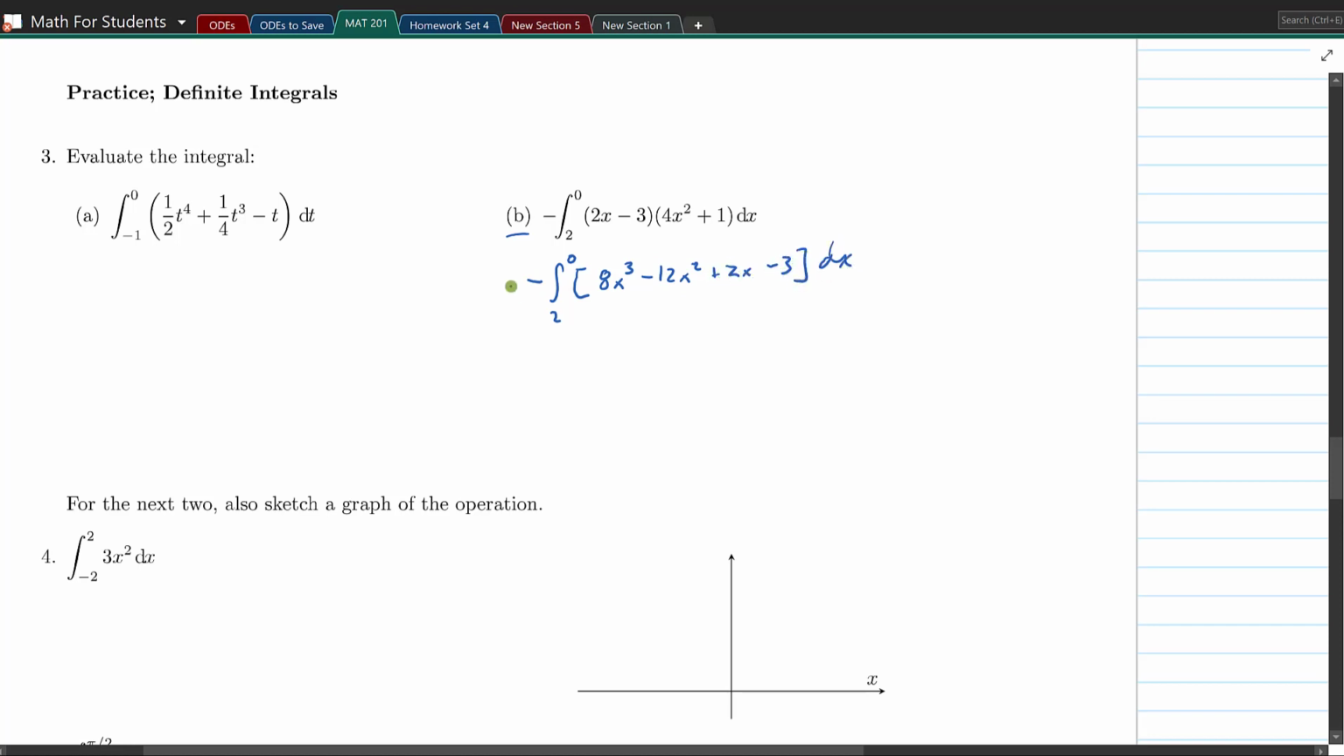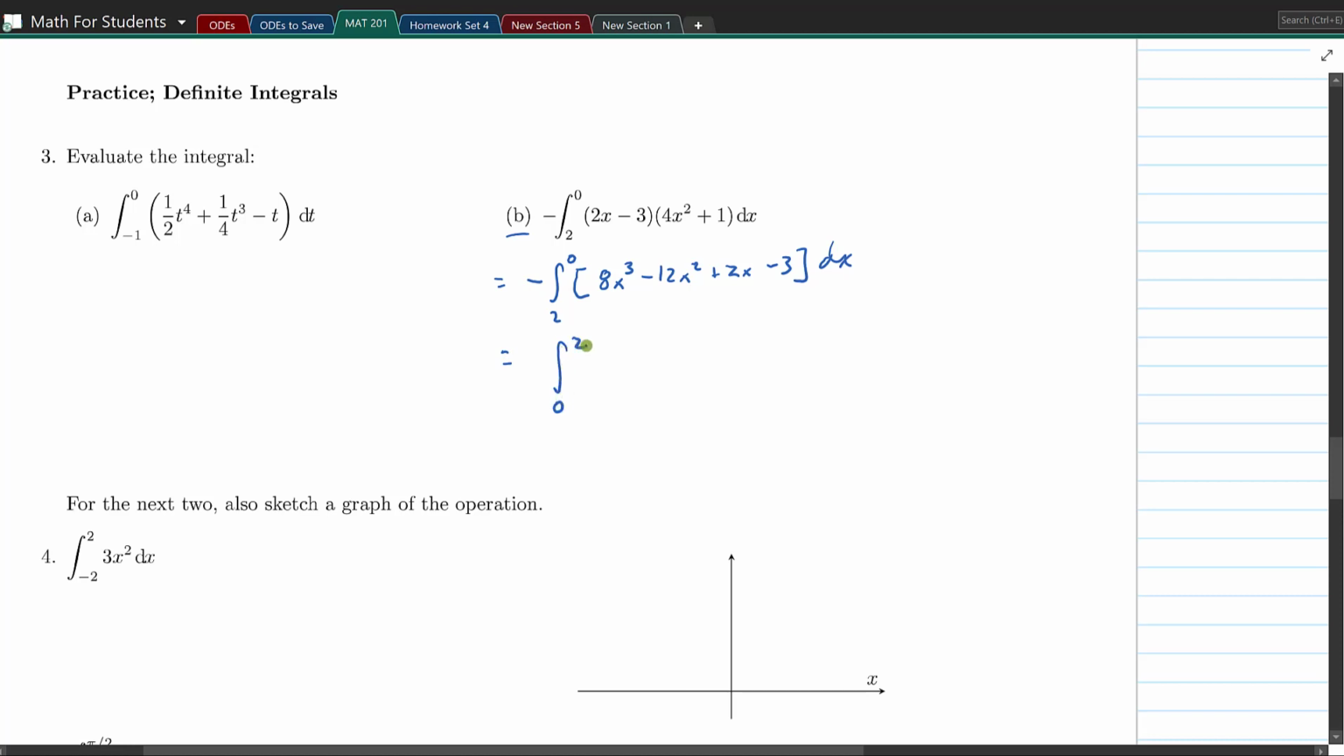So if I wanted to, I could go ahead and evaluate this antiderivative from the lower limit of integration of 2 to the upper limit of integration of 0, and then multiply my final answer by a negative 1 to evaluate this. But if I wish, and most of us prefer to do this, I could reorder this by rewriting it as the integral from 0 to 2.